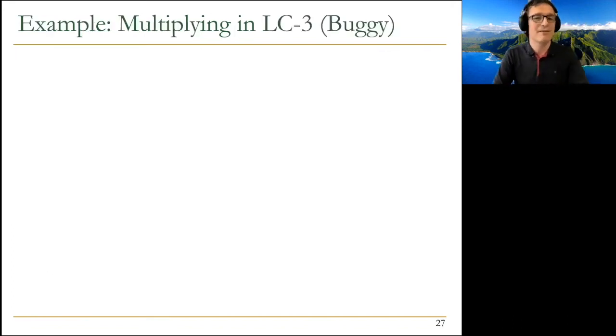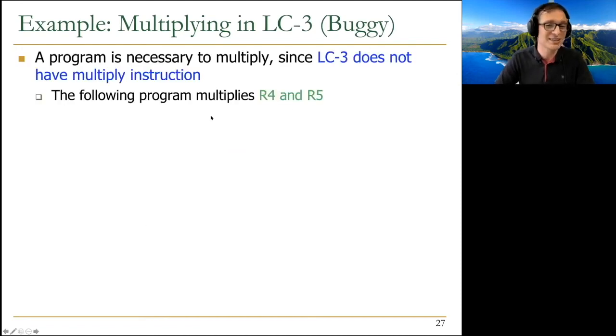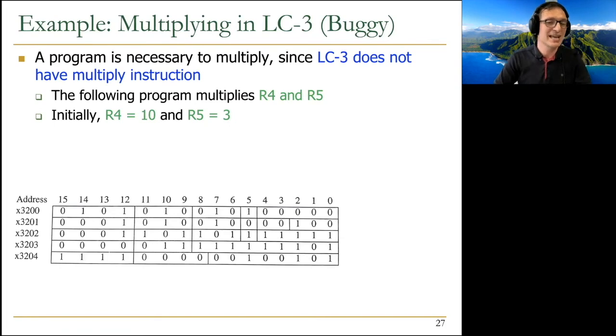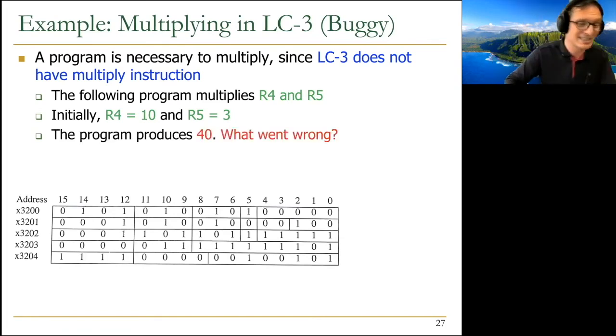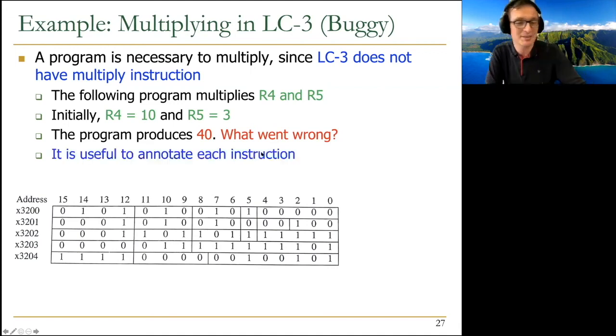So for example, we have a multiply operation in LC3. A program is necessary to multiply since LC3 does not have a multiply instruction. And the following program multiplies the values in R4 and R5, basically. Initially R4 is 10, R5 is 3. I'm not going to go through it in detail, but the program produces 40. The question is what went wrong? And you can examine it by yourself.